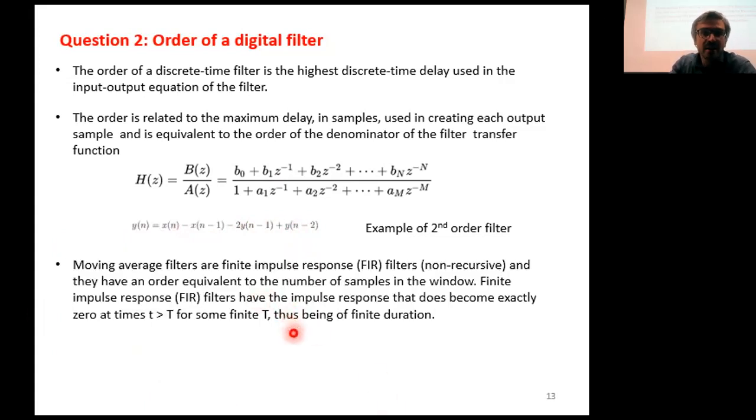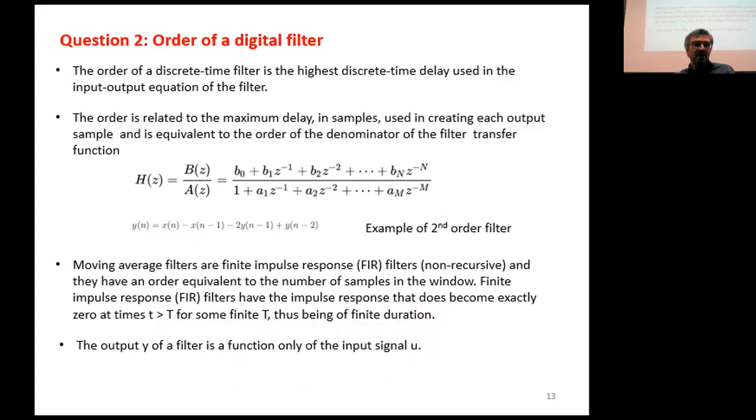In case of a moving average filter, these filters are called finite impulse response filters, FIR, non-recursive, and their order is equivalent to the number of samples in the window. So if you have a 10 sample window, we have a 10 order filter. They are called finite impulse response filters because if you give an input to them, this impulse will reflect to the output till a certain time, and then it will disappear. So you will see that the response becomes zero after a certain time, so of limited duration.